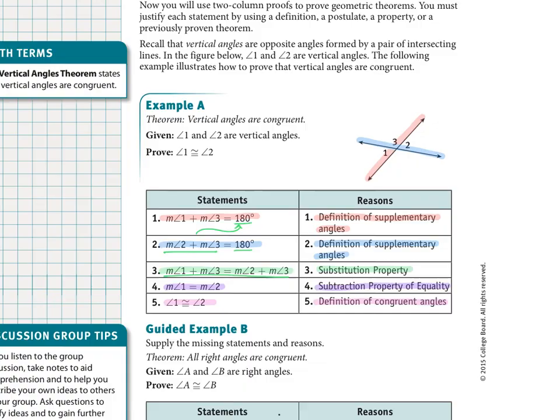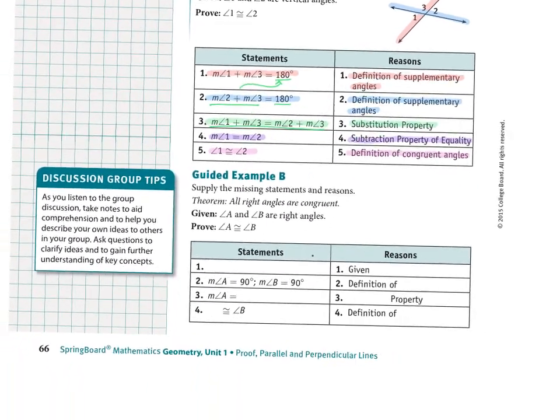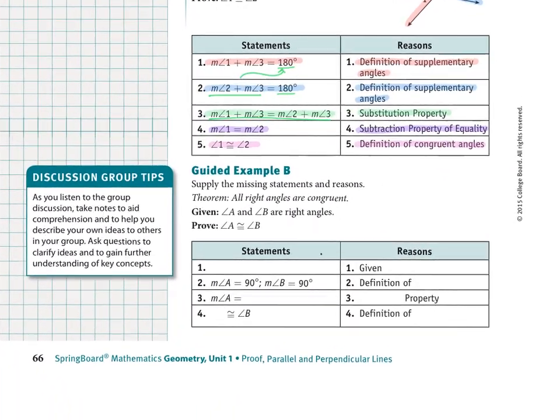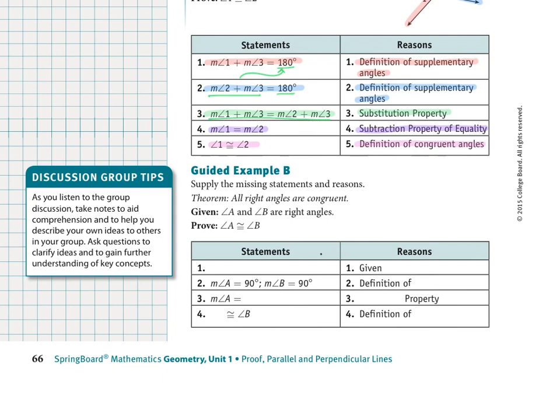We're going to go through another one together. So let's go ahead and look below. So here it wants us to supply the statements and reasons that are missing. Our theorem that we're going to prove is that all right angles are congruent. It has a given statement of angle A and angle B are right angles. And we want to prove that angle A is congruent to angle B.